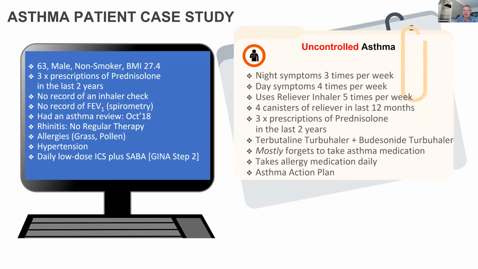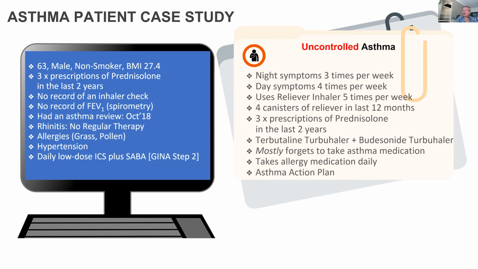But I'm going to go to some patient cases. So this is one of the ones that we got out of one of the audits. I don't know if it's one of yours, Joe, or somebody else's. A 63-year-old male, non-smoker, 3 prescriptions of prednisolone in the last 2 years, no record of inhaler check or FEV1, had an asthma review recorded in October 18, rhinitis is logged, allergies are logged, but no therapy for the rhinitis. And he was on daily low-dose ICS plus LABA, so GINA step 2 type patient. But then we sent the questionnaire to the patient, and what did they say?